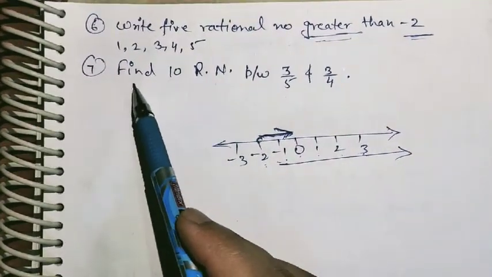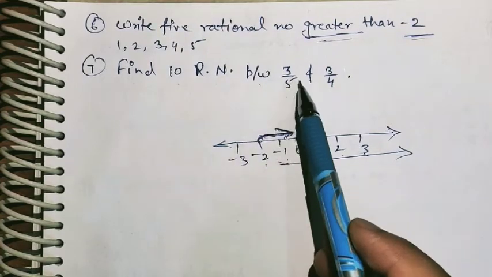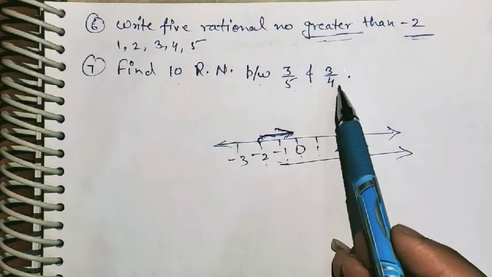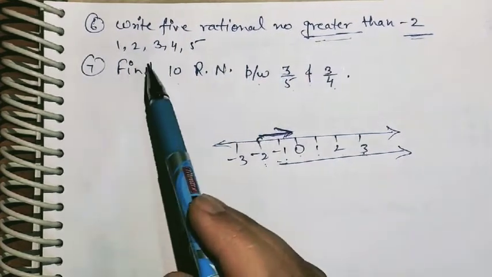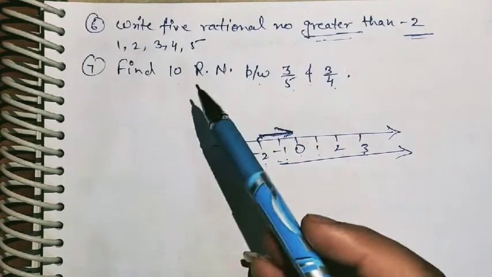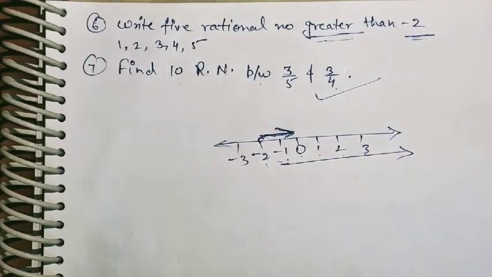Next question, find 10 rational numbers between 3 by 5 and 3 by 4. We have already discussed it in question number 4, so you can solve it on yourself.